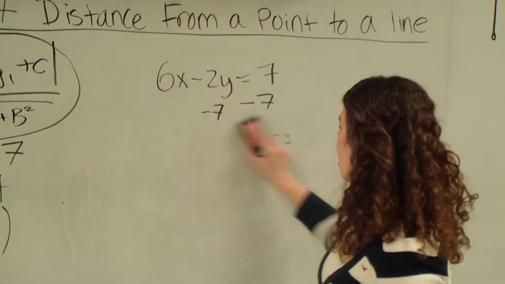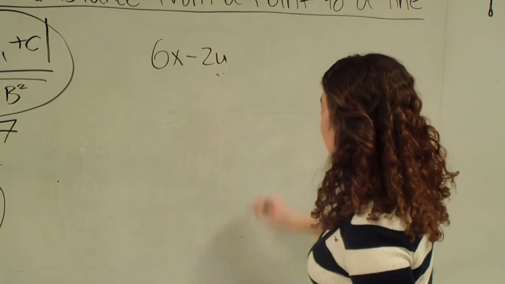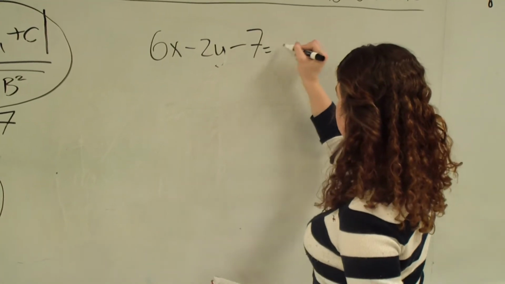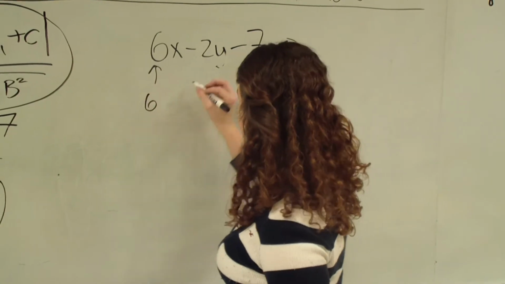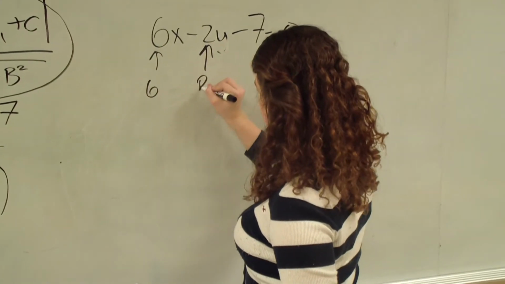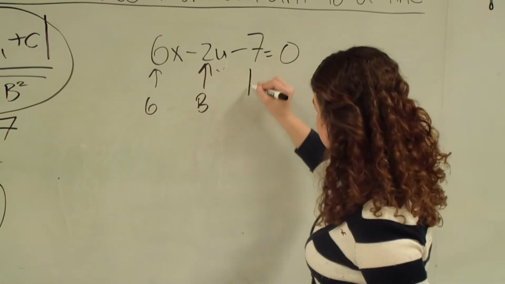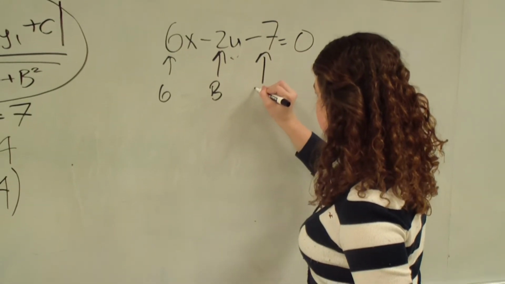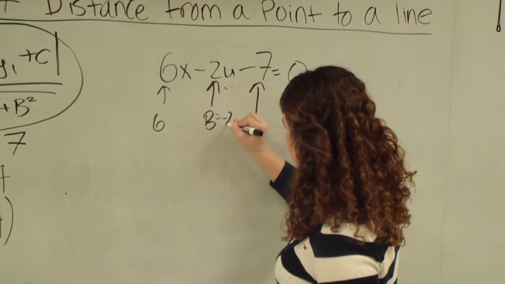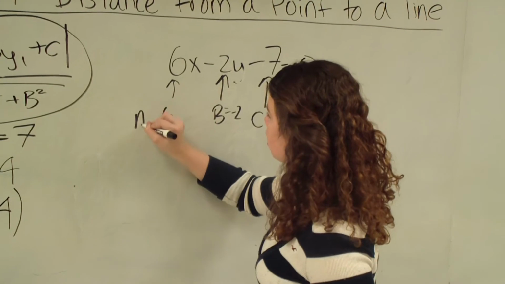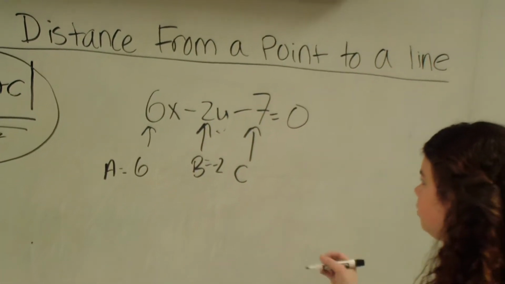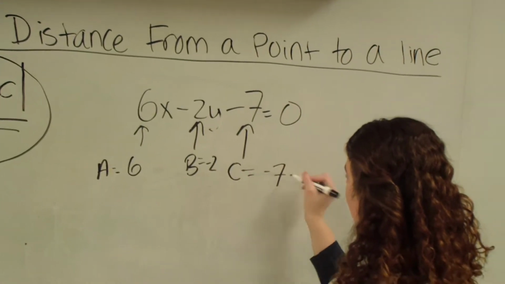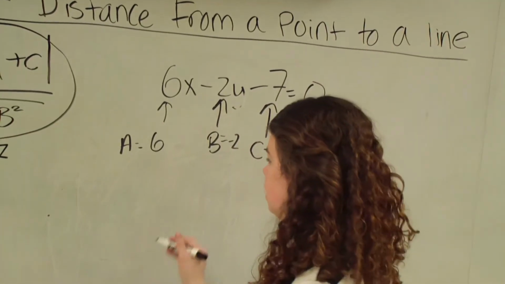With this in mind, we're going to keep our a value as 6, our b value as negative 2, and our c value as negative 7. Do you see how I got that a, b, c right in order? And then we're going to plug it into our formula.